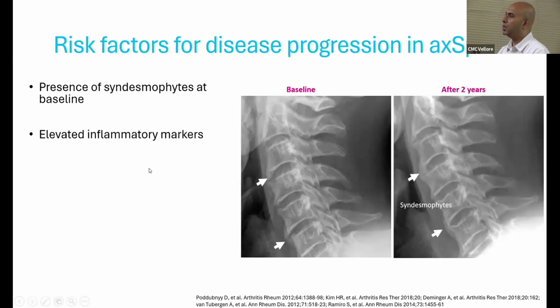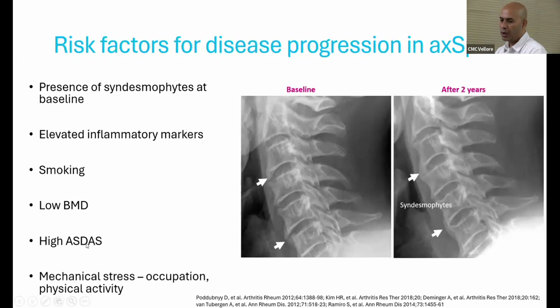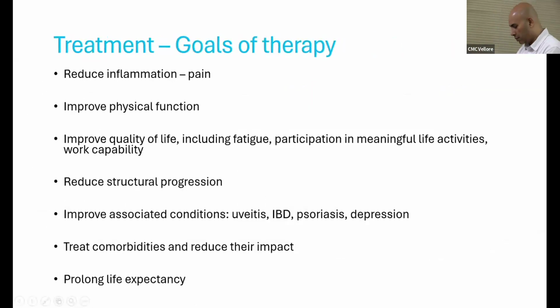Elevated inflammatory markers, be it ESR or CRP at the baseline, is a marker. Smoking is an important marker. So the other gentleman was a chronic smoker. He's reformed now, but the process has already started. Low BMD and high disease activity score, let's put it that way, regardless of what you measure. And of course, mechanical stress like occupation, physical activity, twisting, all these things add to the structural progression.